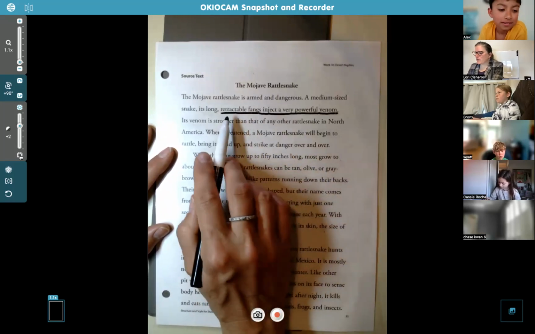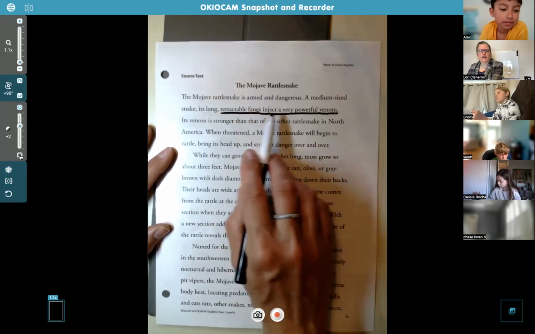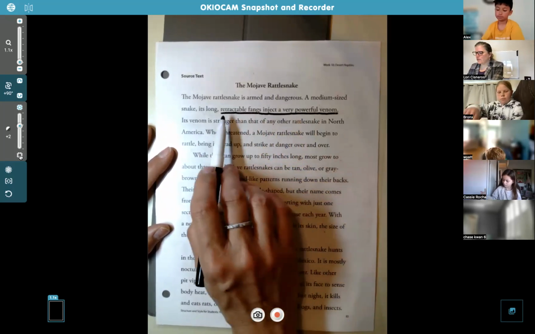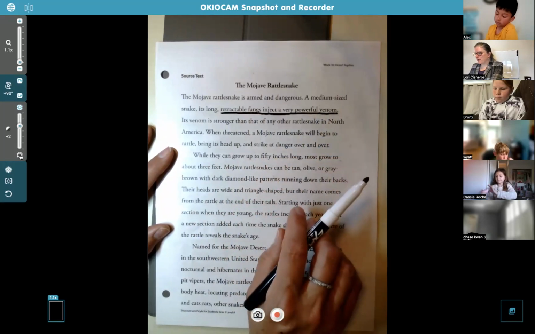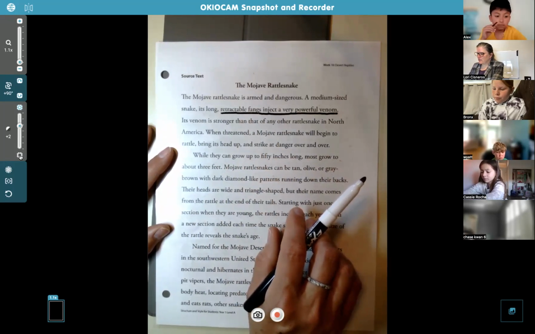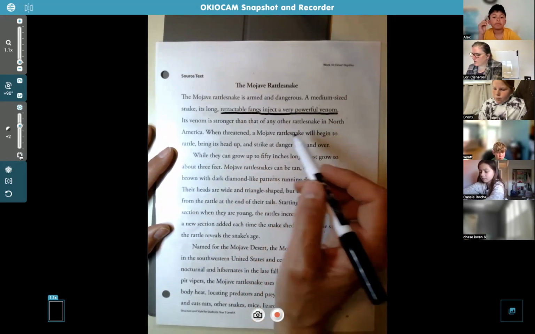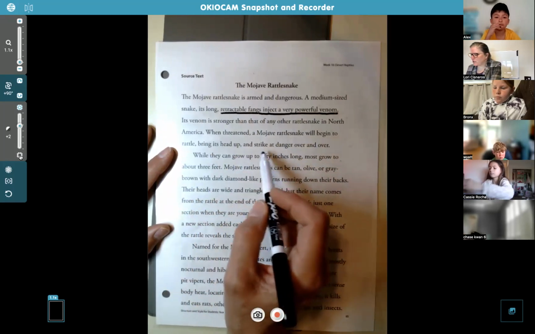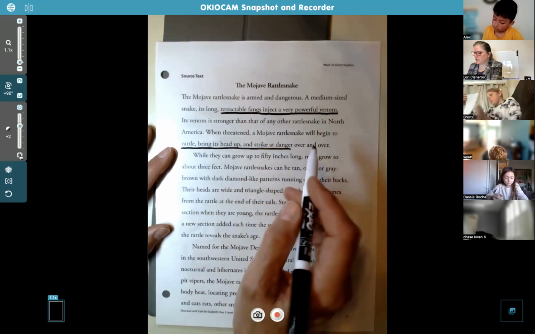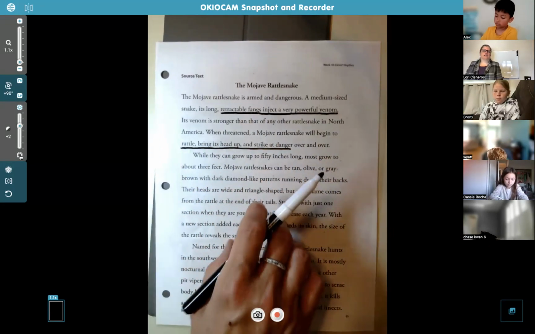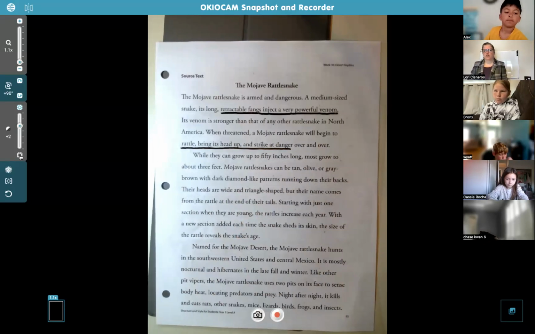Okay, but I agree, the retractable fangs, and go ahead and underline this on your paper. This is an interesting fact. Retractable fangs inject a very powerful venom. I think that the fact that they rattle and bring its head up and strike at danger. So let's underline that: rattle, bring its head up and strike at danger. Underline that. That's an interesting fact too. And that's what Alex was saying too. And its venom is stronger than any other rattlesnake in North America.